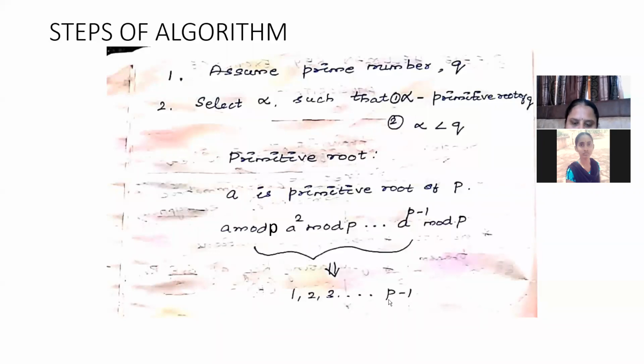These results should be numbers from 1 to p minus 1, all values should be there, though the order can be random, but each should be unique. For example, if one answer comes 3, another 2, another 5, you should get all the numbers uniquely once. Then only can we say that a is the primitive root of p.